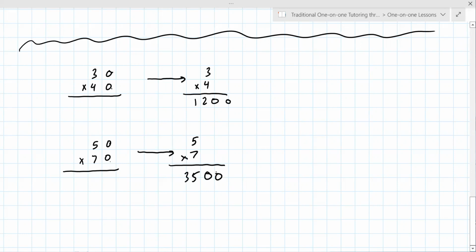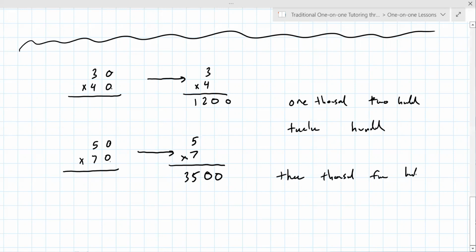That's right. Now, this one right here, you can say it a couple of different ways. You can say 1,200, or you can say twelve hundred. Either is okay. This one down here would be 3,000. 3,500. Or you can say thirty-five hundred.